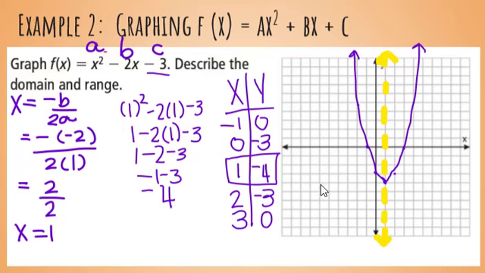Okay, so here's our graph of our parabola, and then last we need to state the domain and the range. So the domain, again, of all quadratic functions is going to be all real numbers. And then your range is based off of the y value of your vertex, which in this case is negative 4. And since our parabola is opening upward, our range is going to be greater than or equal to negative 4.